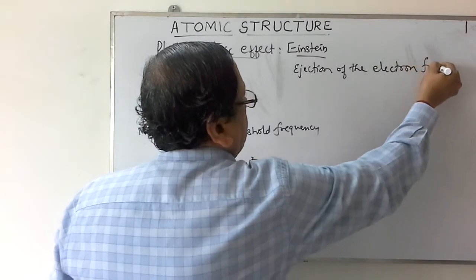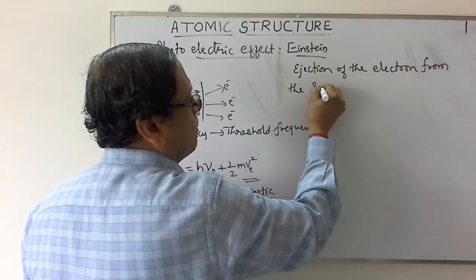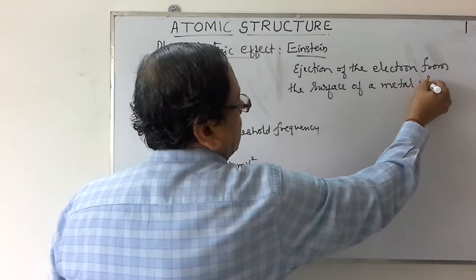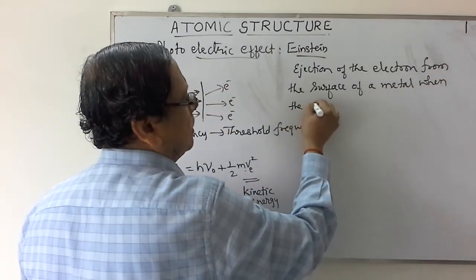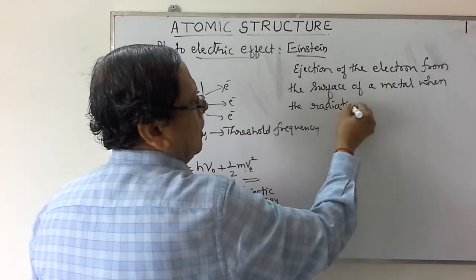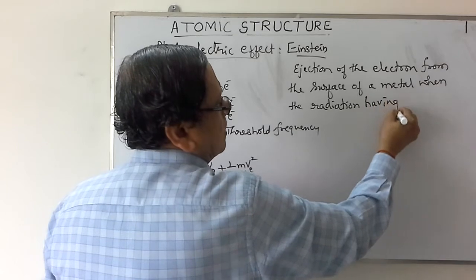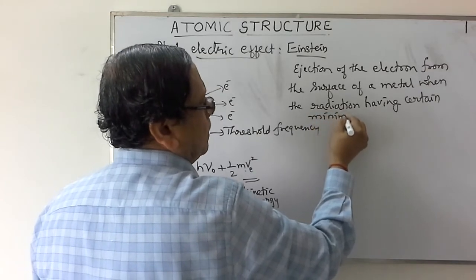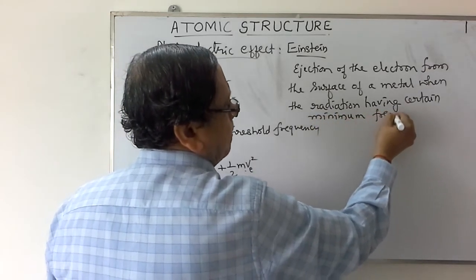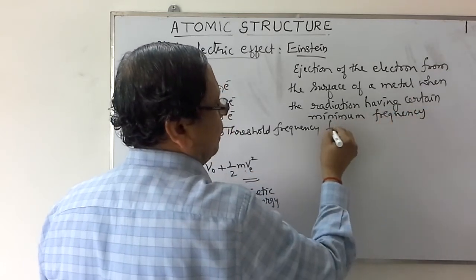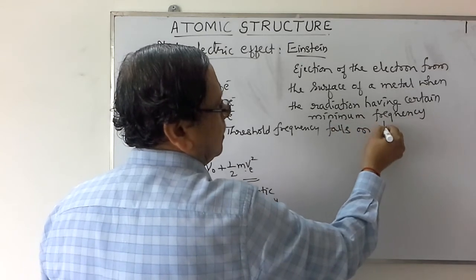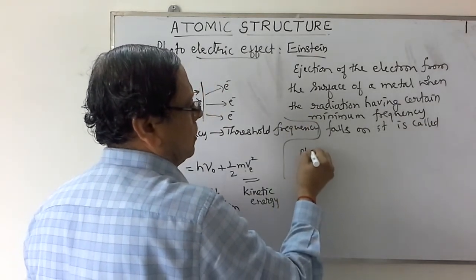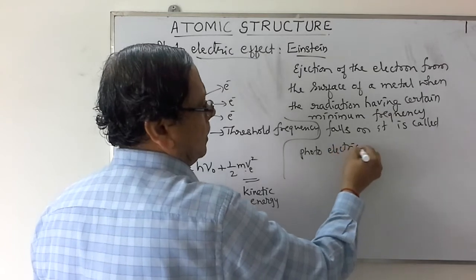So the ejection of the electron from the surface of a metal, when the radiation having certain minimum frequency falls on the surface of the metal, is called photoelectric effect.